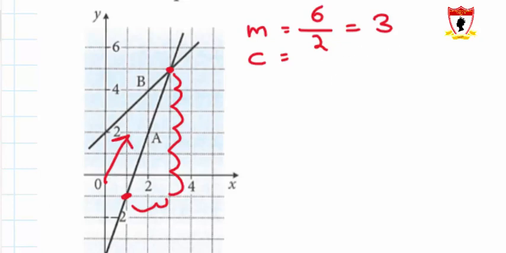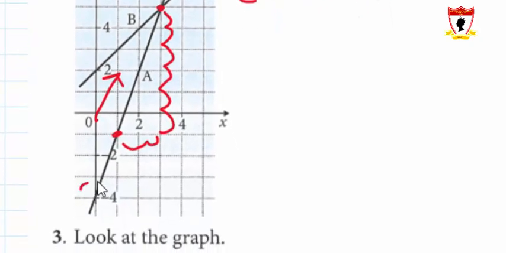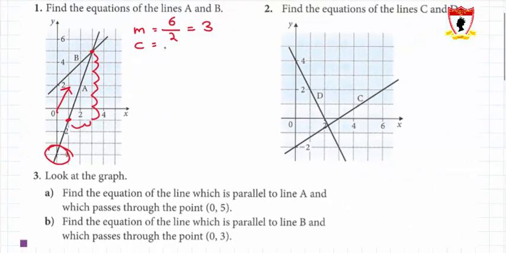Done. Now the y-intercept, look at this line A. It passes through the y-axis when y is equal to negative 4. So C is negative 4. We got the gradient, we got C, we can write the equation. The equation is like this: y equals the gradient, which is 3x, and C minus 4. This is the equation of line A.